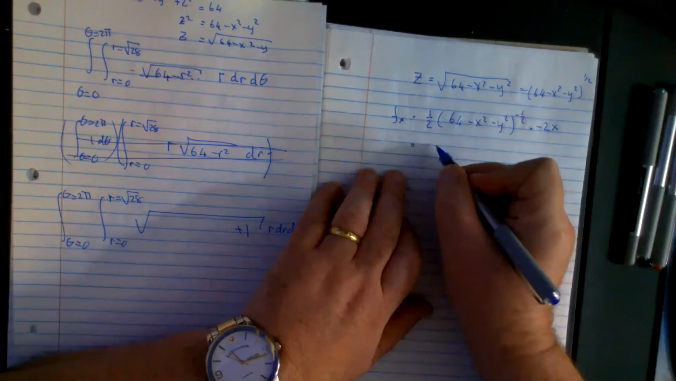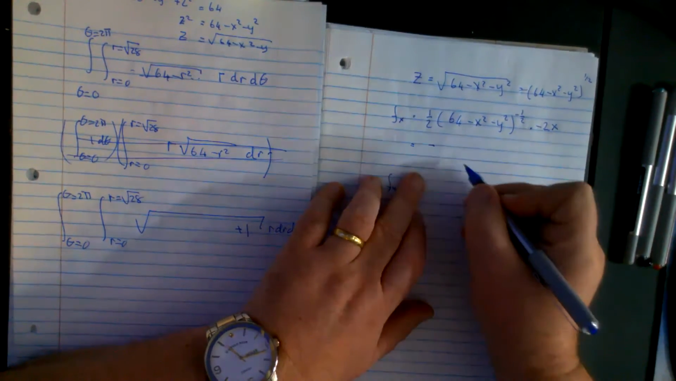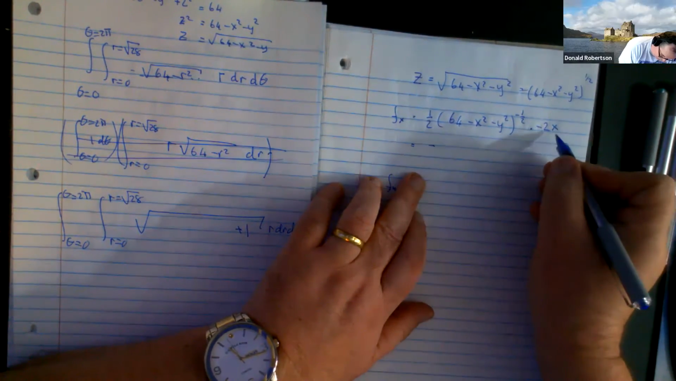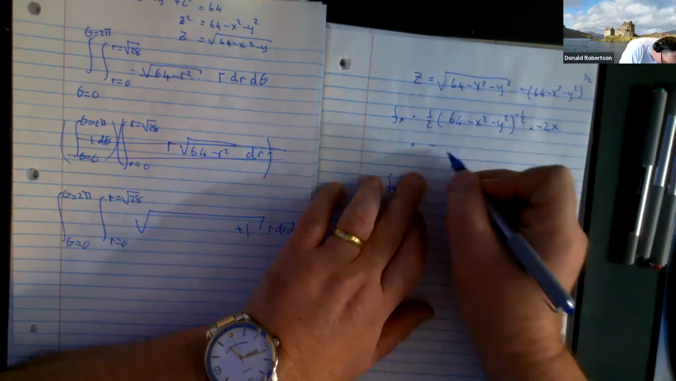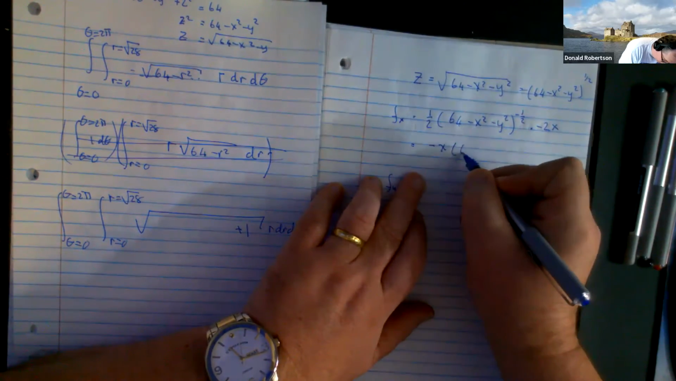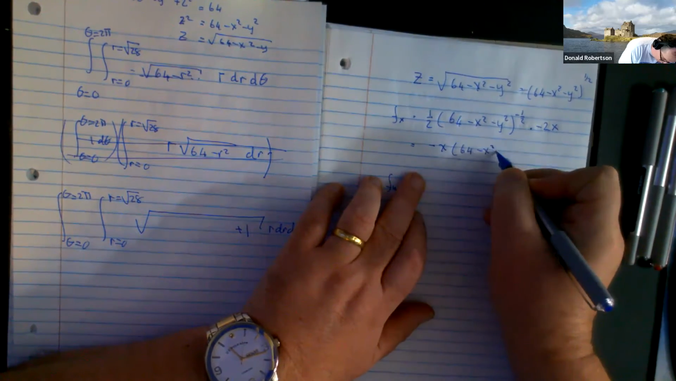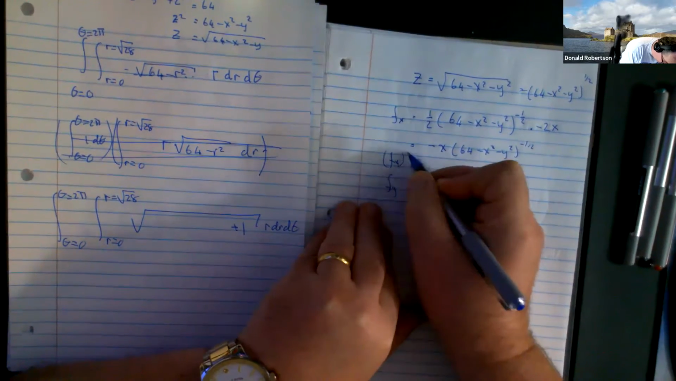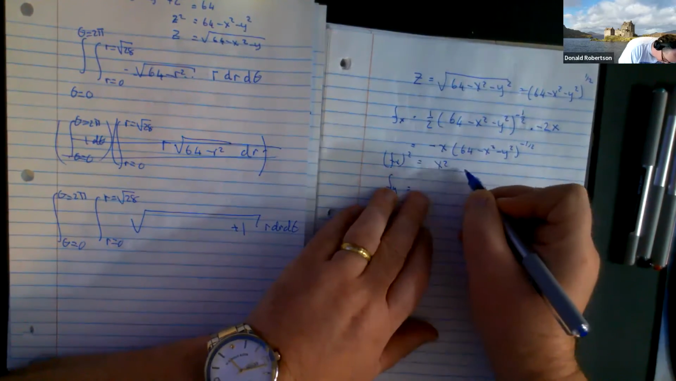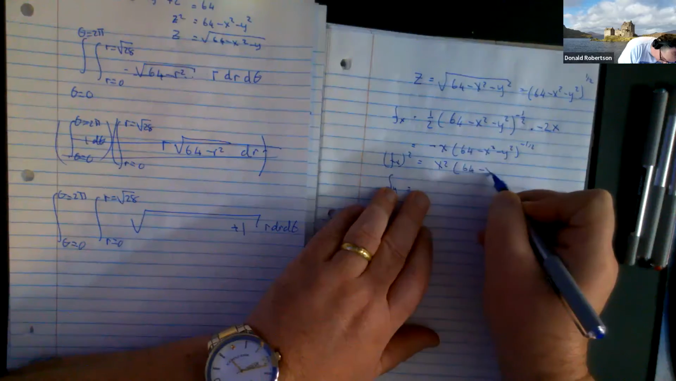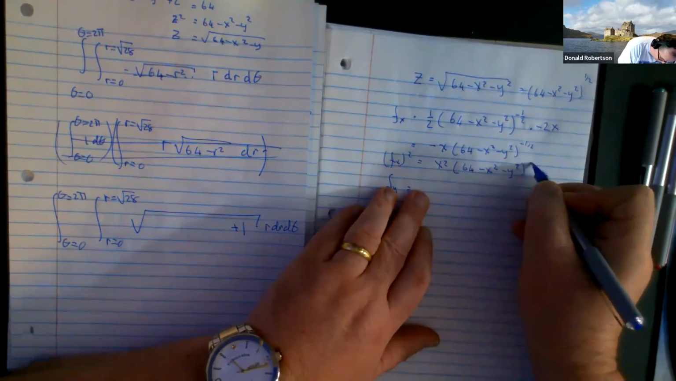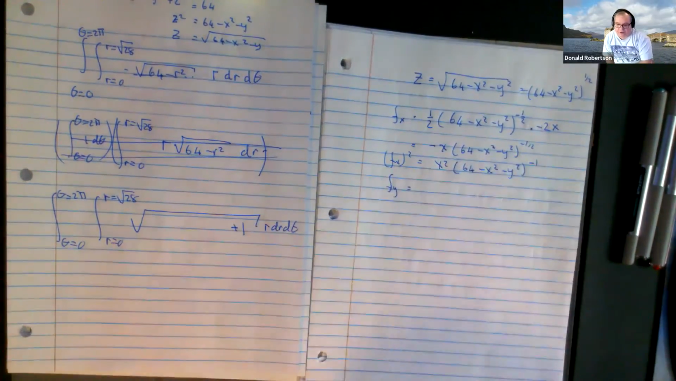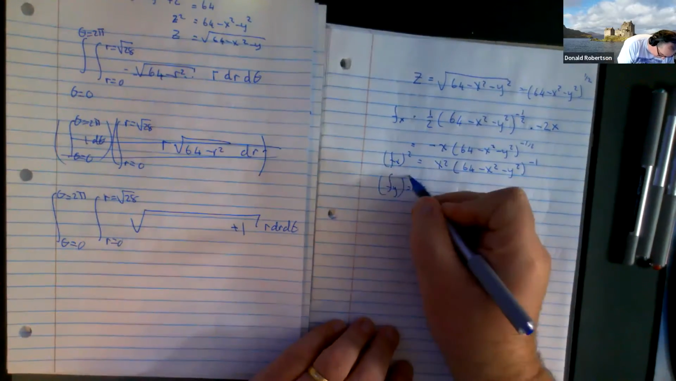That would give us a -2, that's a negative. Are we good? Okay, that's a negative. That's going to be an x. And we've got 64 take away x squared, take away y squared to the -1/2. And then if you square this guy, you're going to get an x squared times 64 take away x squared, take away y squared to the -1. I guess I could write that as a fraction, but are we comfortable with what that guy looks like? Now, if I do this fella, can't I just use symmetry?